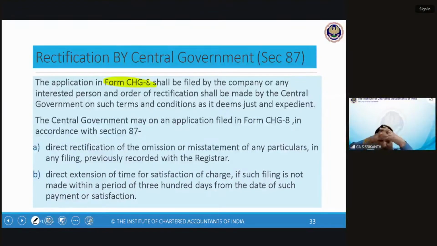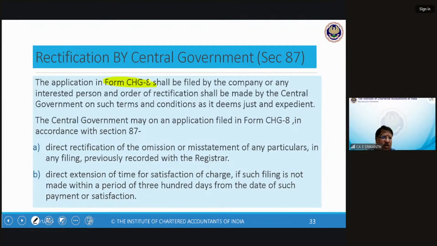That is why they become so mad about form numbers, even at the cost of forgetting the provision of law. Sometimes I remind them, my dear friend, because they are also my students only. From 1992, I have been teaching at the Institute of Company Secretaries. So sometimes I tell them, Baba, section is there. Don't forget that.